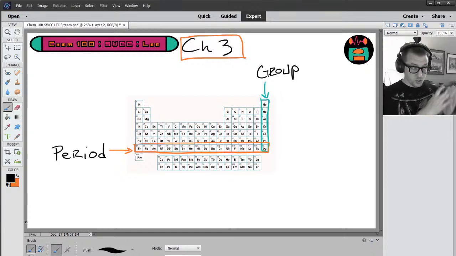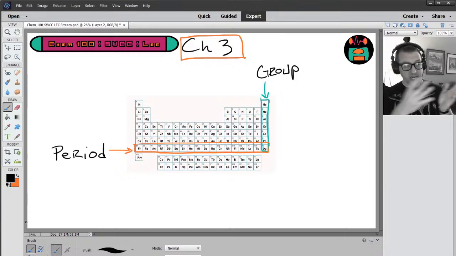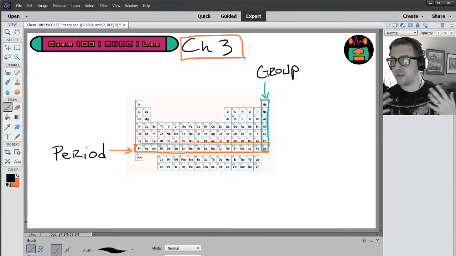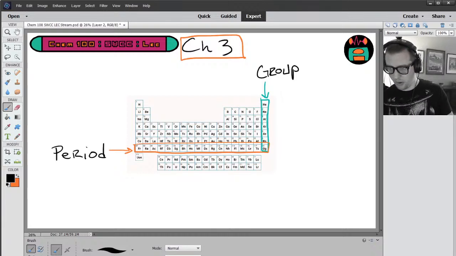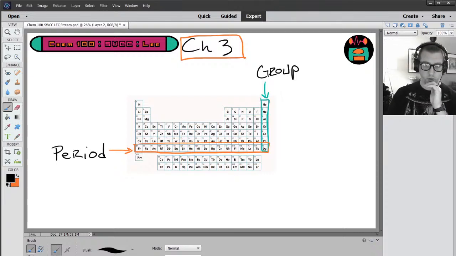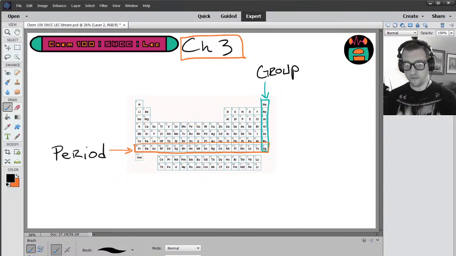We talk about trends along the periodic table that develop as you move across a period, and every group on the periodic table shares certain chemical properties. Groups tend to share those in common, and across periods you tend to see trends as you move from one side to another. All right, so groups are vertical, periods are horizontal.